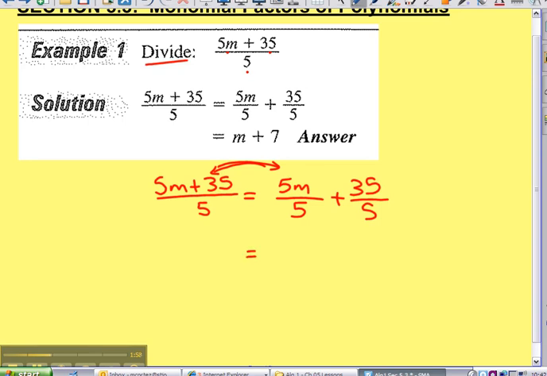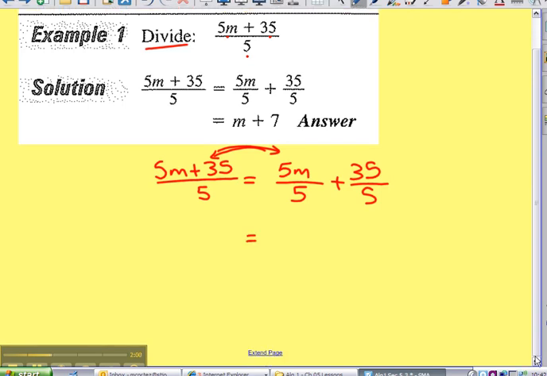5m divided by 5. What does that give me, Maddie? It just gives me m. The 5's cancel out, and it leaves me with m. Now, Ryan, what about the second fraction? 7, right? 5 goes into both of them, and it's positive. So 5 goes into 35 7 times, and 5 goes into 5 once. So I'm going to leave it as m plus 7.